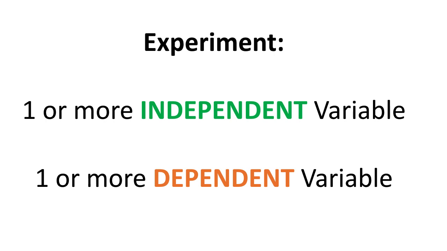A true experiment, as opposed to a correlational study, has to have at least one independent variable and one dependent variable. The independent variable is the variable that the researcher is changing or controlling in the experiment. The dependent variable is the variable that is being measured in the experiment.